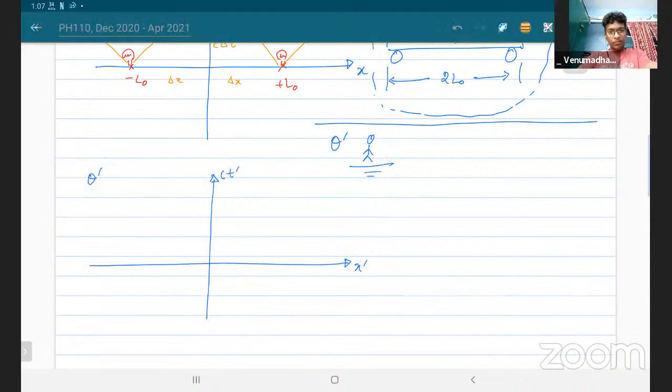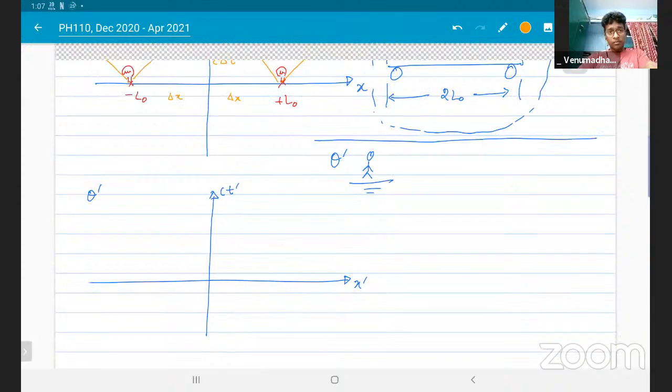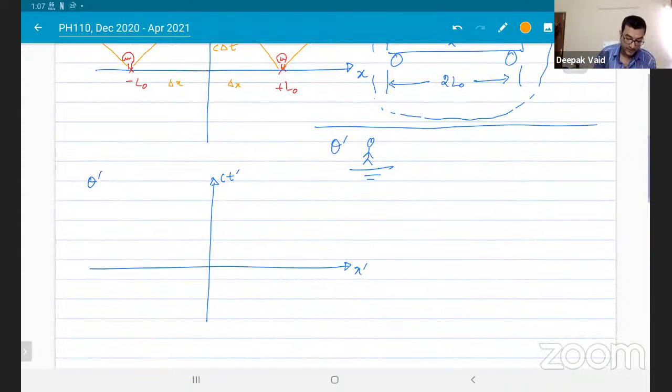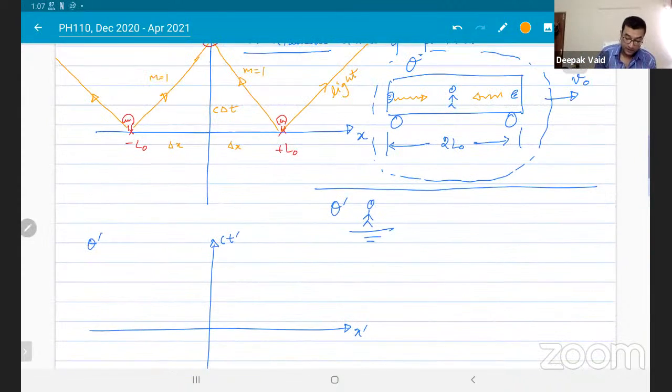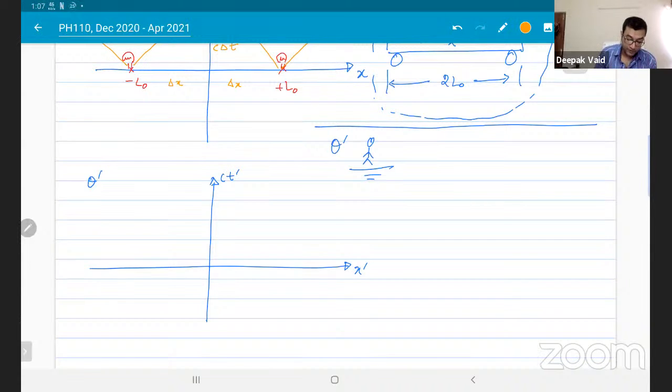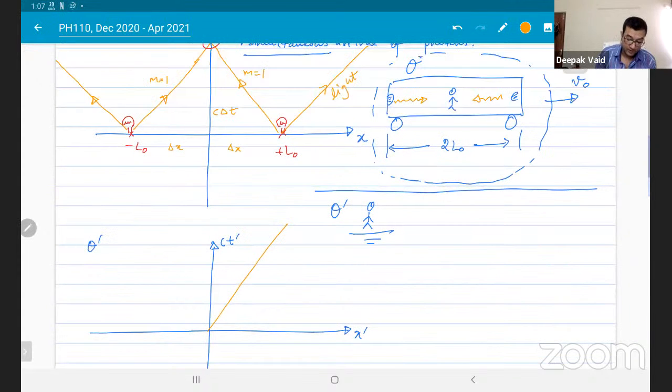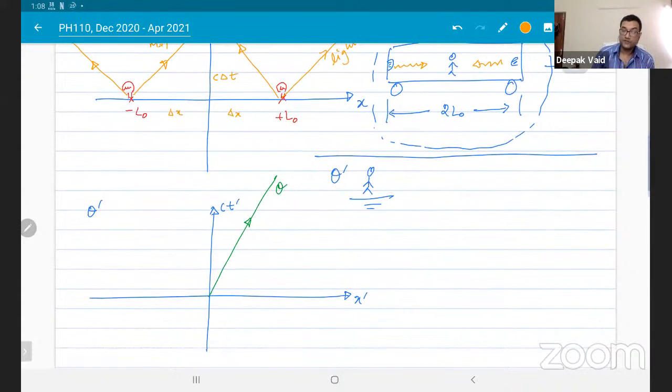So O, as seen by O prime, let's say we are looking at the position of this observer as seen by O prime. Then the position of this observer will be on some line like this, right? I'll use a different color. I'll use orange lines. This will be O. And I'll use orange lines to denote the speed of light, okay?